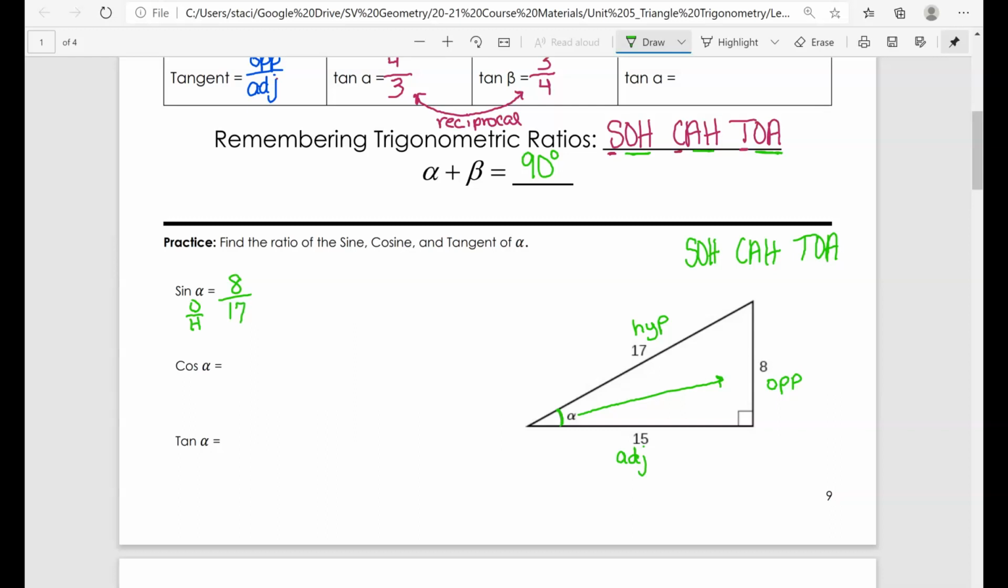The cosine ratio is the adjacent side over the hypotenuse. So my adjacent side is 15 and my hypotenuse is 17. And then the tangent ratio is the opposite side over the adjacent side. So I'm going to create a ratio of 8 to 15. So hopefully between the examples we did above and this example, you understand how to create your trig ratios.